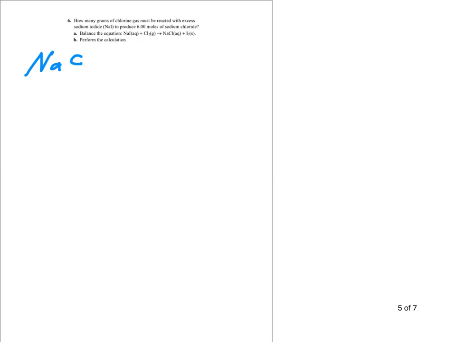NaI plus Cl2 yields NaCl plus I2. I left out the states of the things, and that's not going to affect our work. Nas are balanced.